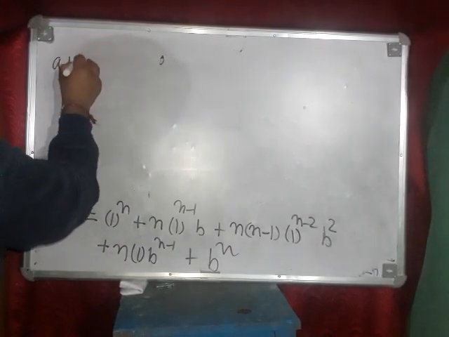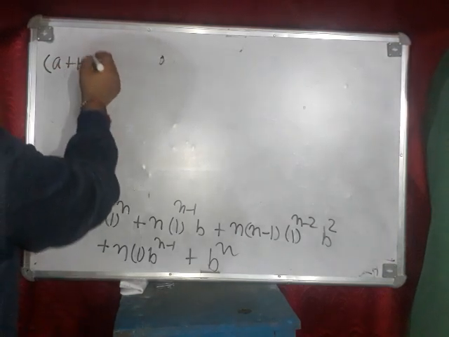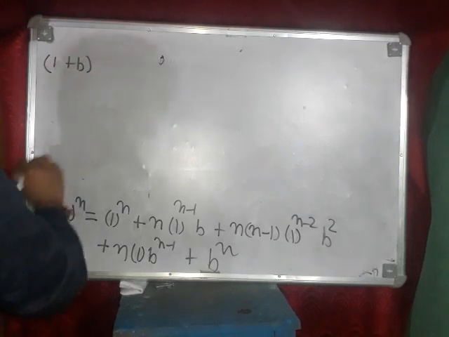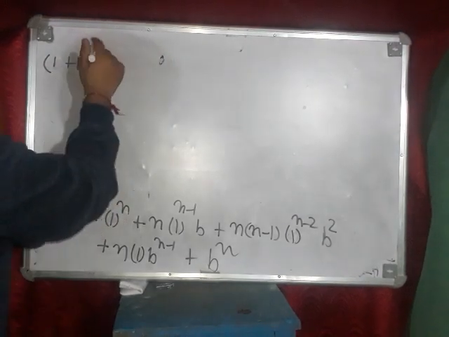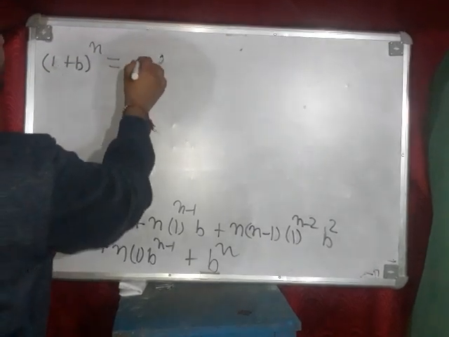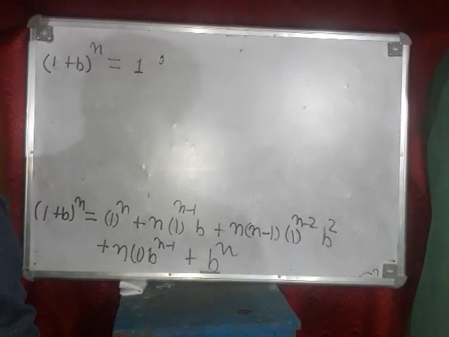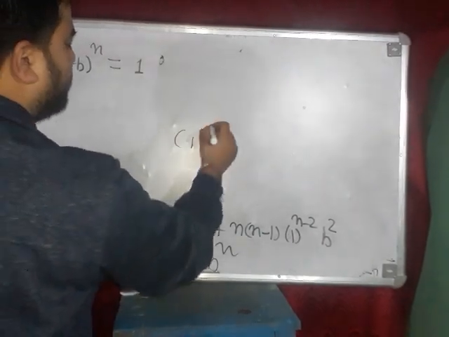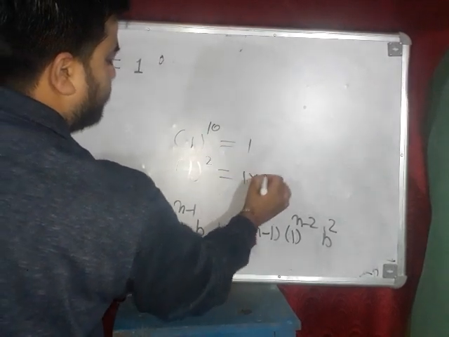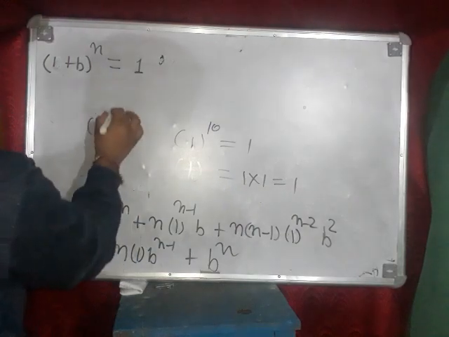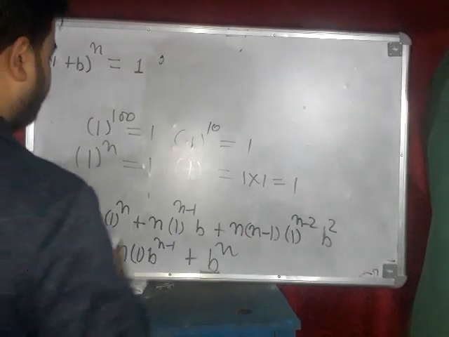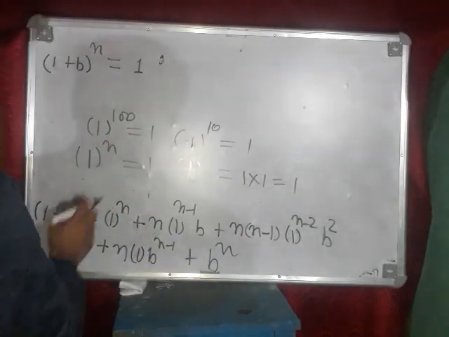(a+b) whole to the power n, we replace a by 1, (1+b) whole to the power n, which comes to 1 to the power n. You know 1 to the power 10 comes 1, 1 to the power 2 means 1 into 1, that comes 1, 1 to the power 100 comes 1, 1 to the power n comes 1. Any power of 1 becomes 1.